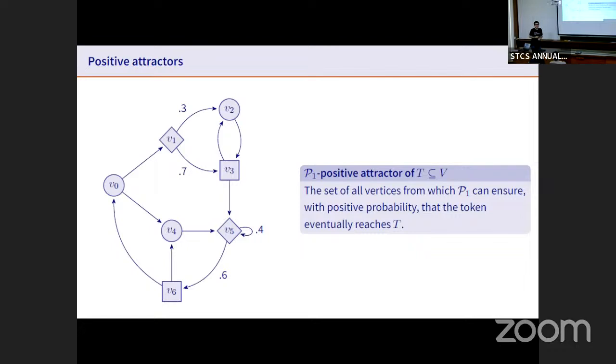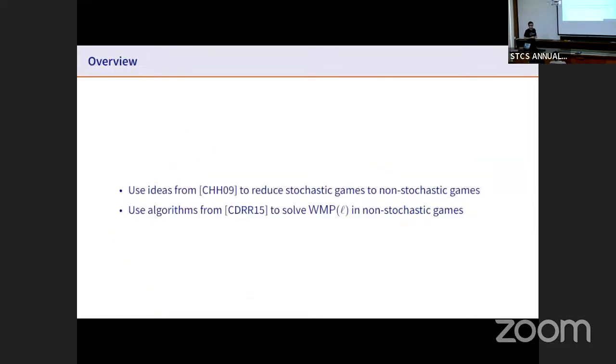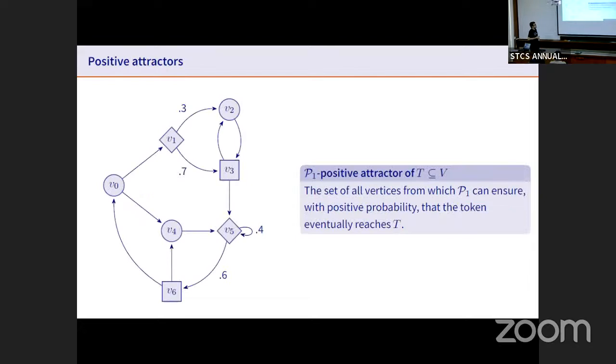What is a non-stochastic game? What I described was stochastic games. A non-stochastic game is a special case of stochastic games where you don't have those diamond vertices. No probabilities. Deterministic. So this is one thing that I need to define.